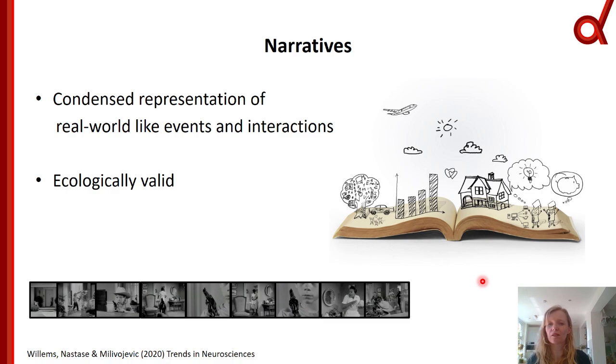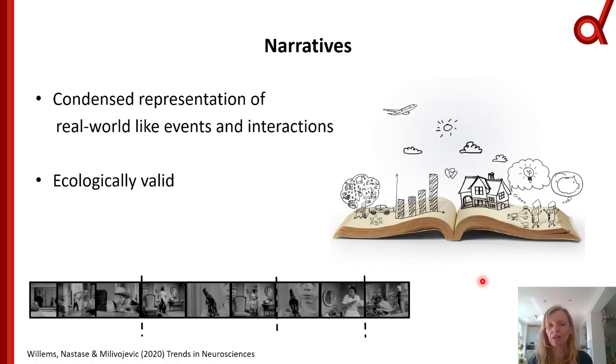So one way that we can study event segmentation in the lab is by looking at narratives. And narratives are basically condensed representations of real-world-like events and interactions, which lend them very high ecological validity. Also because we are very used to dealing with narratives in our daily lives, like movies or listening to stories. And what we can ask people to do is to indicate when they think one meaningful unit in the narrative began and another one ended. And people are able to do so quite reliably. They're able to indicate very similar moments as transitions between events.